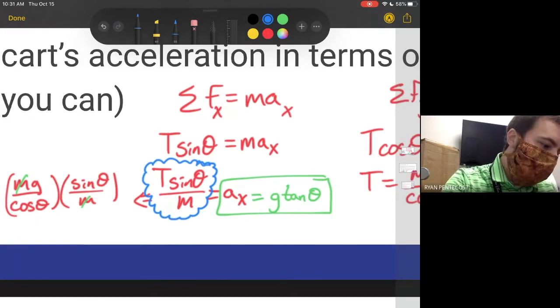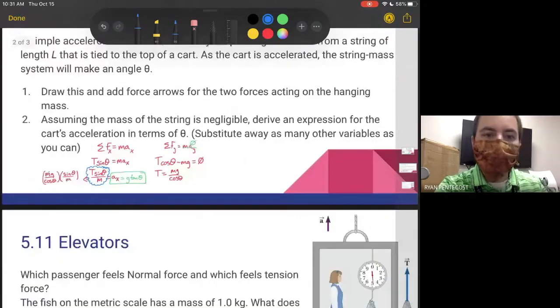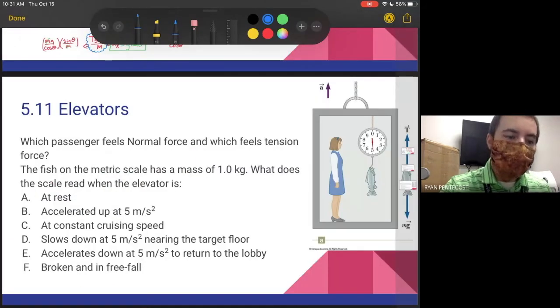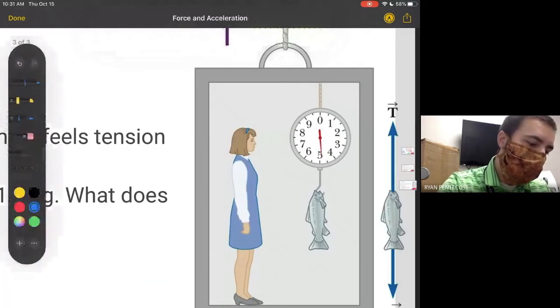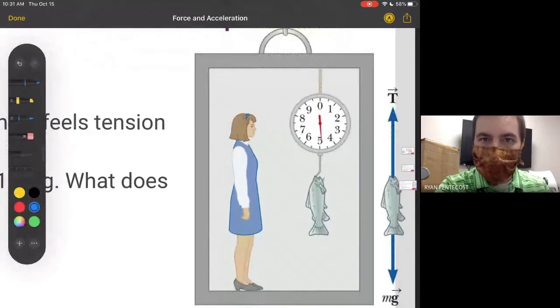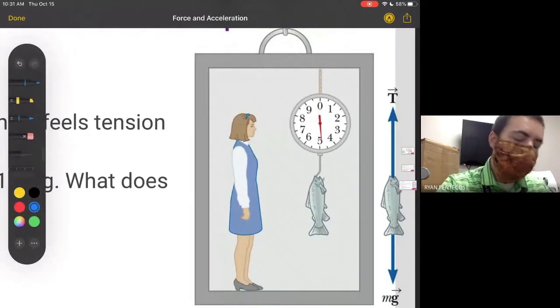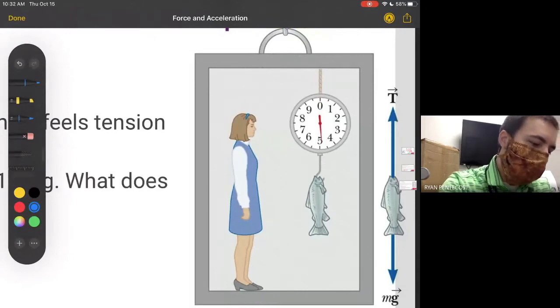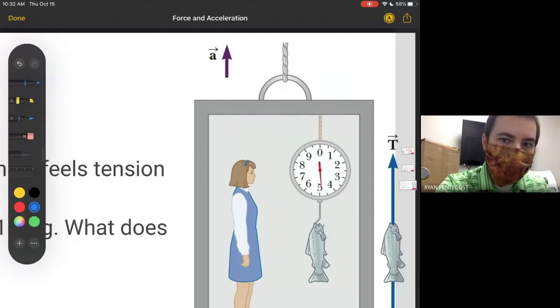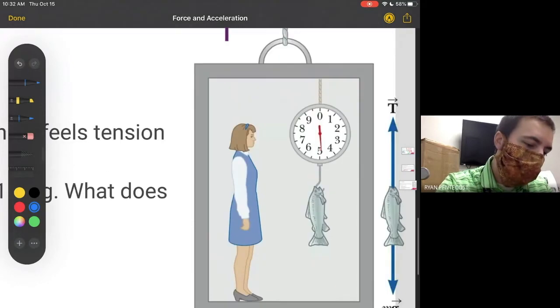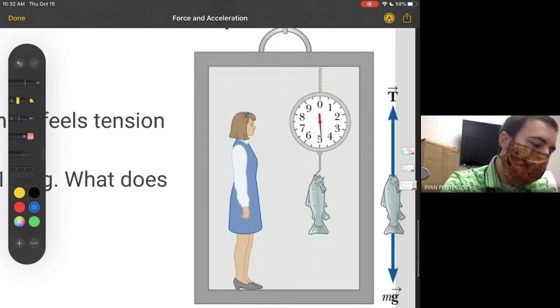Okay, so that's accelerometers. Last one for the video, elevators. So this one, we're going to look at this scenario over here, right? We have a girl and a fish in an elevator. Who doesn't want to weigh their fish while riding the elevator? That makes you really popular on your elevator rides, I'm sure. So there is a fish hanging from a scale, and the girl is standing in the elevator. We have a positive acceleration going up. Later in the problem, we'll manipulate that. And then we have the forces on the fish over to the side, tension and mg.